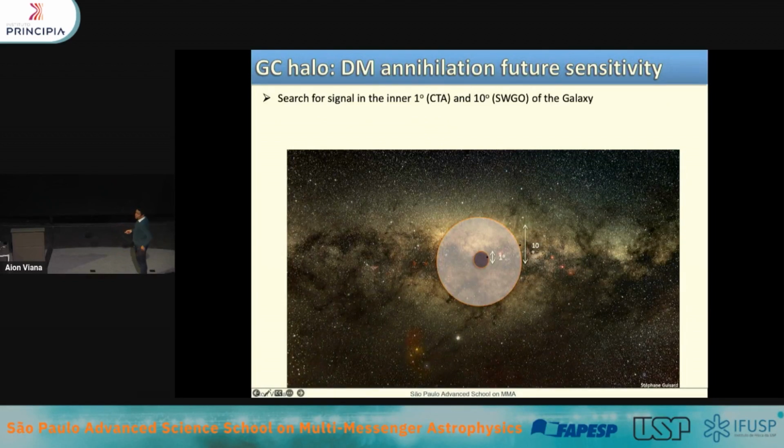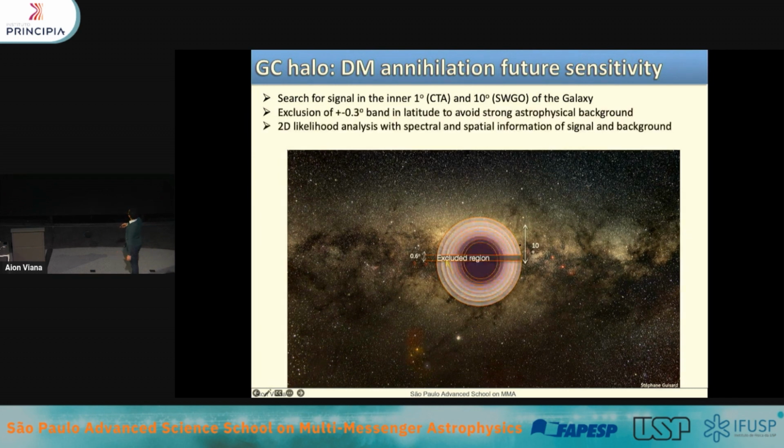We also did an estimate for the future observatories. We estimated what CTA would observe and what SWGO would observe. CTA has a slightly smaller field of view, of 1 degree around the galactic center. For SWGO, we assumed 10 degrees, so it's a large, wide-field survey. Again, we excluded the inner region. We did the same game as for H.E.S.S.: we did concentric rings around the galactic center, and we derived our limits.